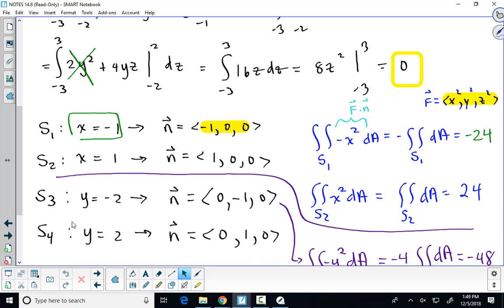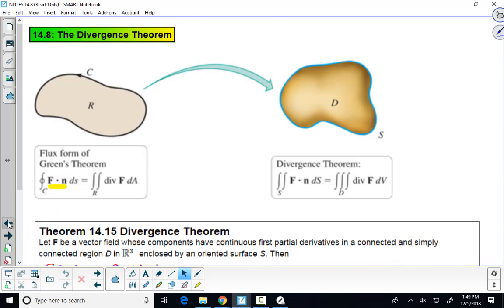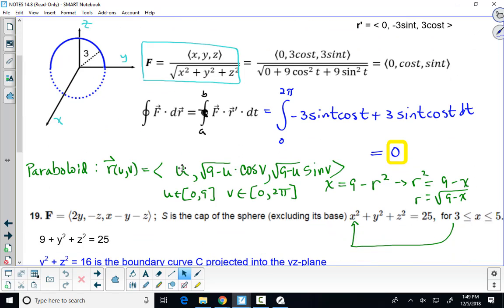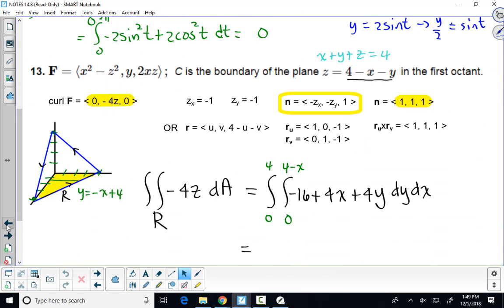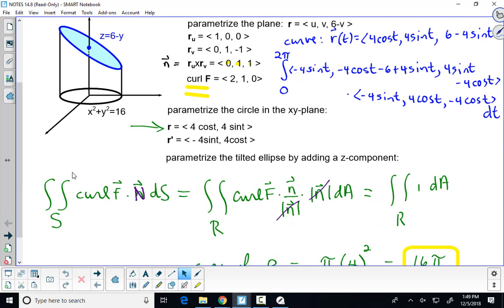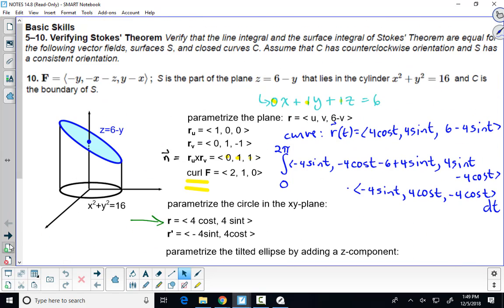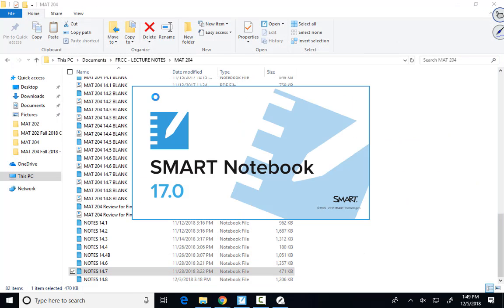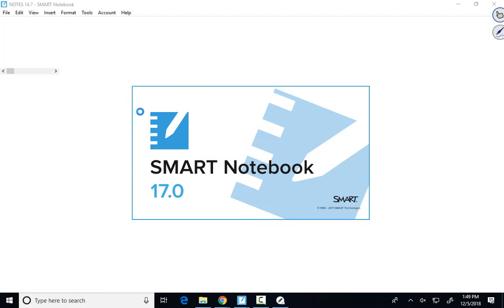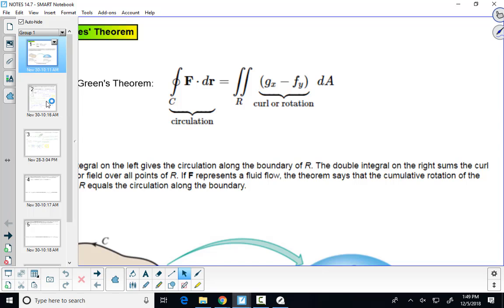Number 6. It's number 6, right. It's 14.7? Yeah. So it's right around here somewhere. Number 6, where are you? That's the beginning though. Where's 6? Go to 14.7 notes. Oh, I'm in 14.8. Dang it. Drat. Oh, it's the F field 0.